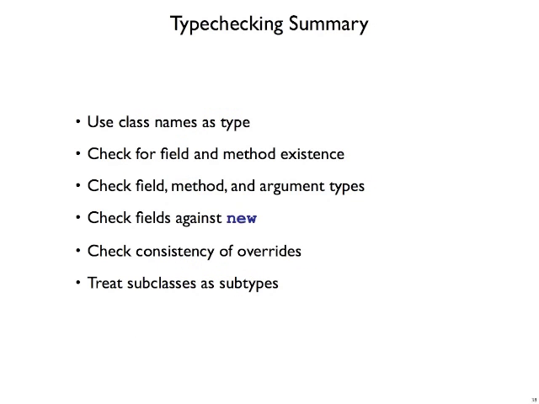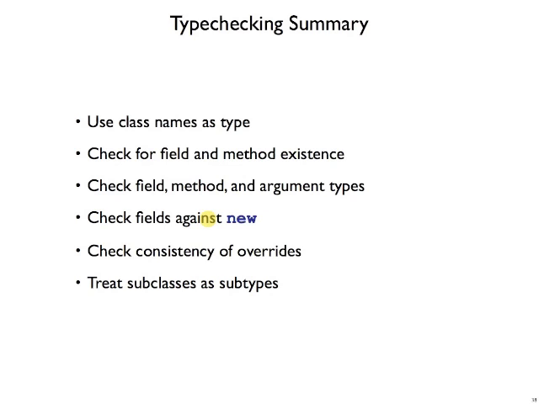So to summarize, our type checker will need to do all these things. It will need to use class names as types. Check for field and method existence when you have a get or a send. Check field, method and argument types. When you call a method, look up the method's result type, or when you extract a field, look at the field's type. And similarly, inside a method, make sure the body expression has the right type.